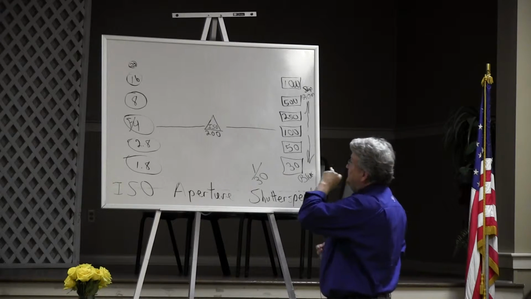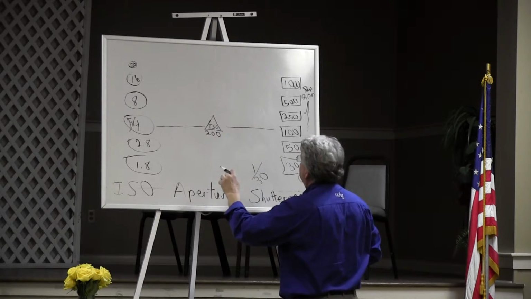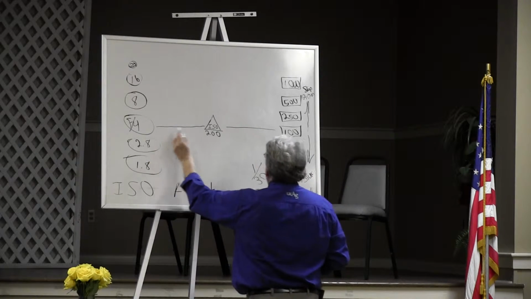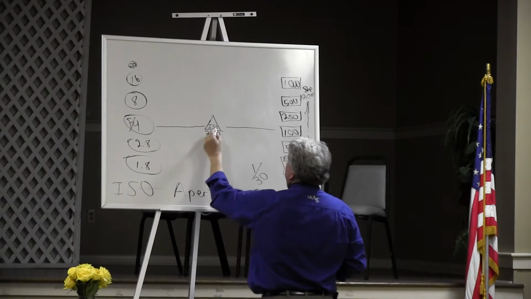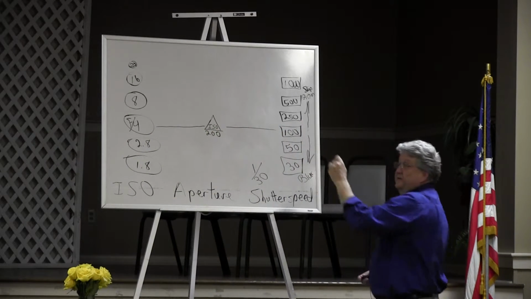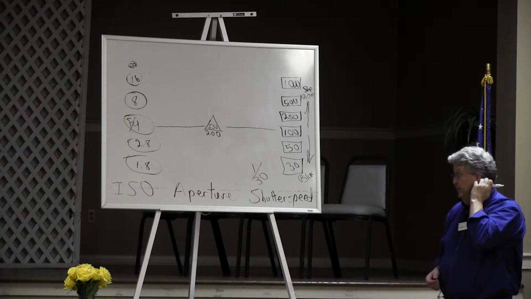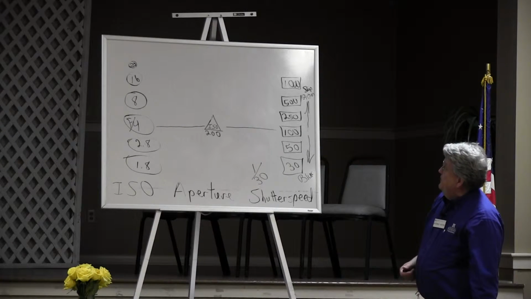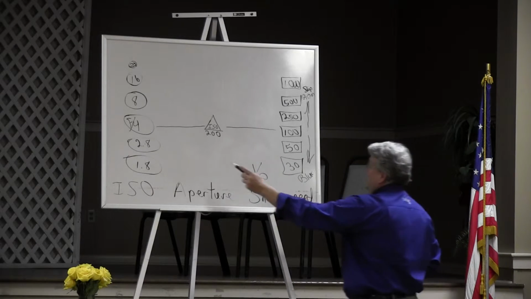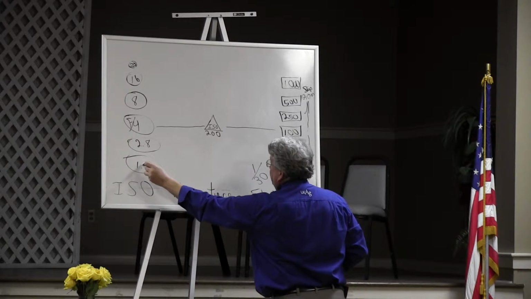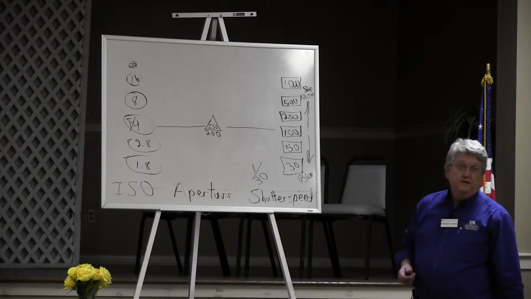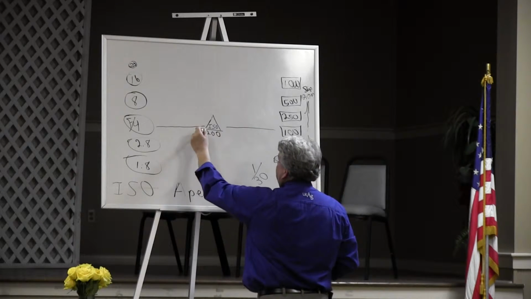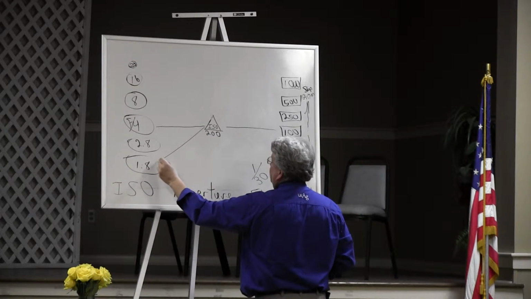So, if you were to do something crazy, let's see. So this is a proper exposure right here, all right? F4, ISO 200, 1/100th of a second, okay? So, I want to go down here because I want to make sure everything behind my subject is out of focus. So I want to do this. Okay?